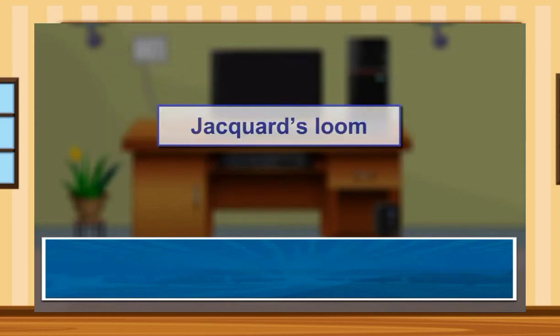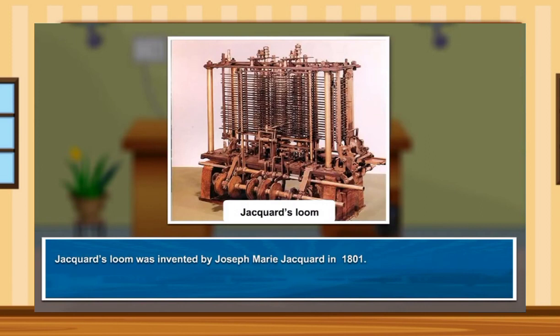Jacquard's loom. Jacquard's loom was invented by Joseph Mary Jacquard in 1801. It was the first machine to use punched cards to control a sequence of operations. A punch card is a piece of paper that contains the information for doing calculation. This information is represented by the holes in it.